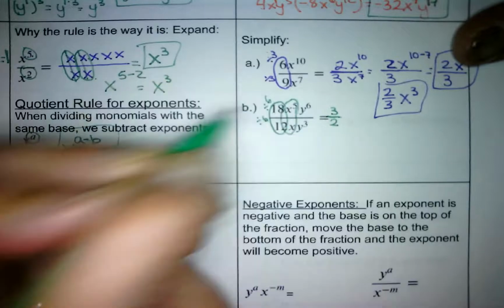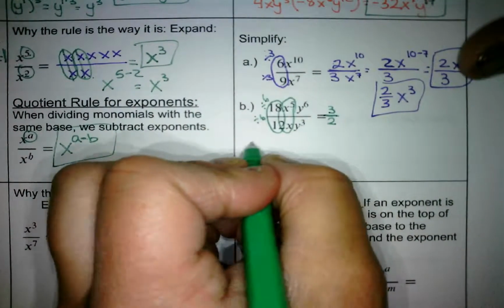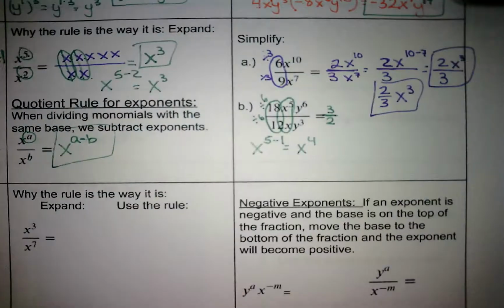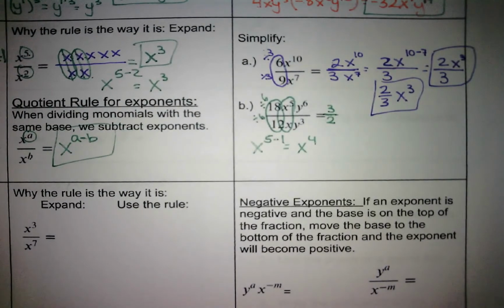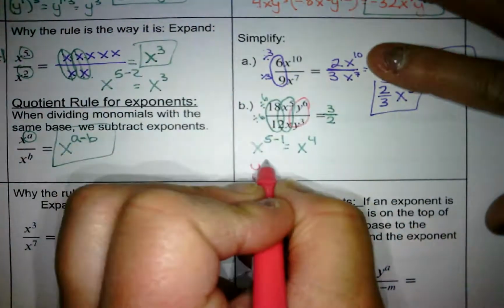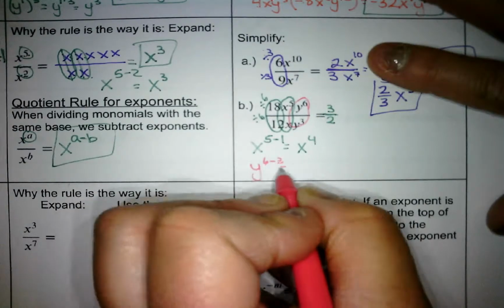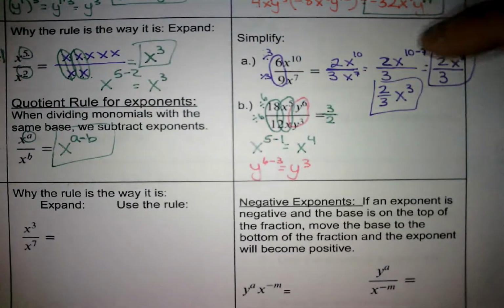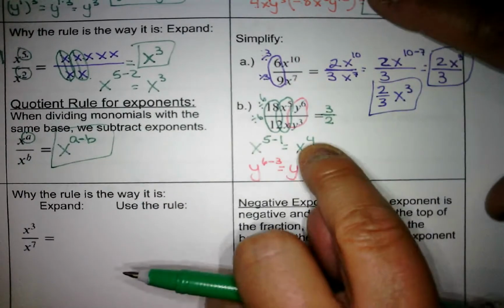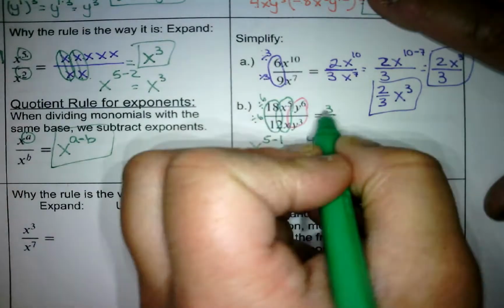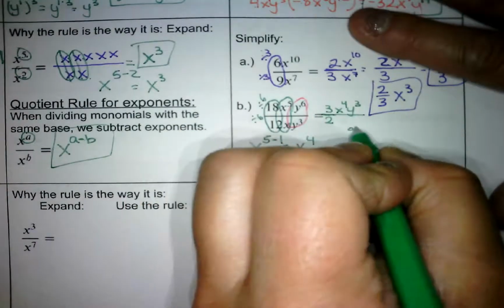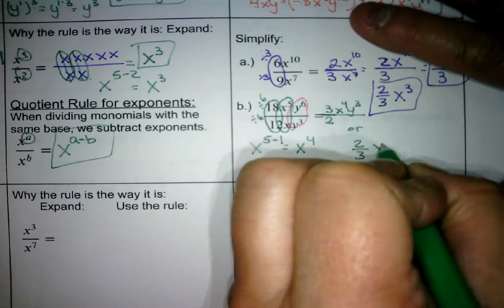So we have x to the 5th divided by x to the 1st, which gives us x to the 4th. And then we have y to the 6th divided by y to the 3rd. So we subtract those exponents and we get y to the 3rd power. Okay, so our final answer then is 3/2, and we can either write x to the 4th times y to the 3rd up on top here with this 3, or we can write it as 2/3 times x to the 4th y to the 3rd. It means the same thing.